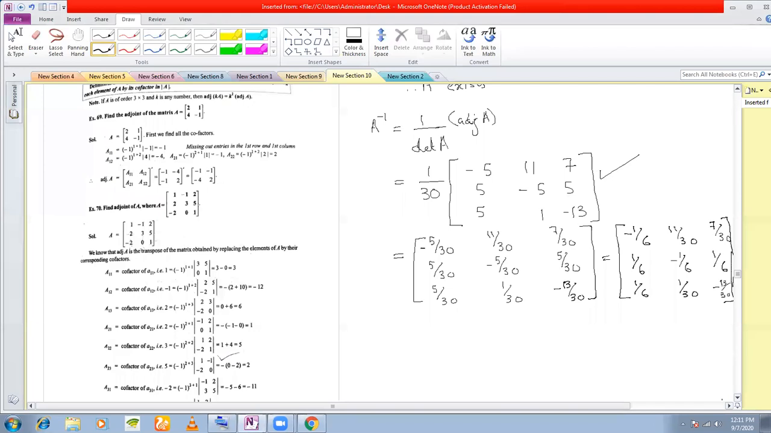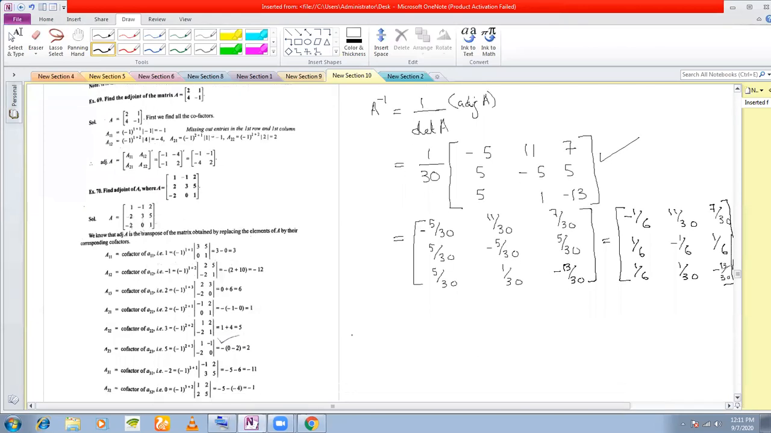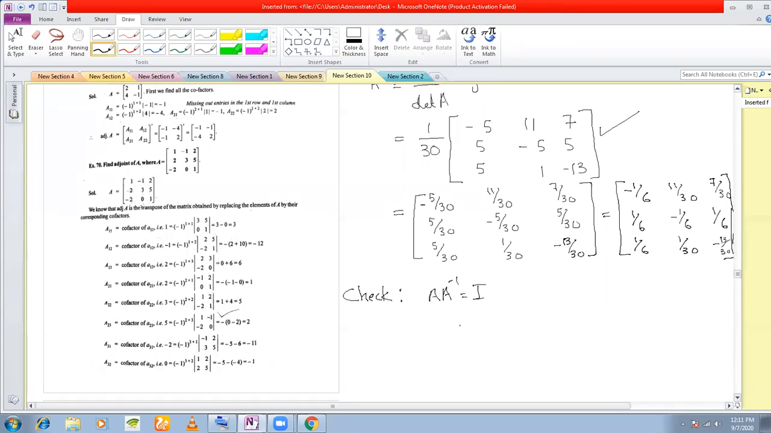Now, if you want to check whether you have got the right inverse or not, we apply the property that A into A inverse is equal to I. So let's see whether, when we multiply A and A inverse, we get I or not. So, left hand side.